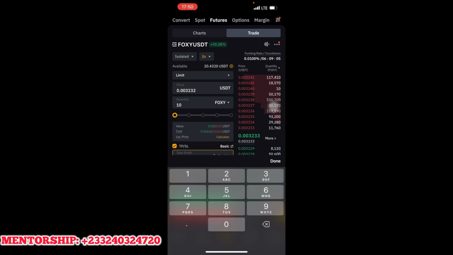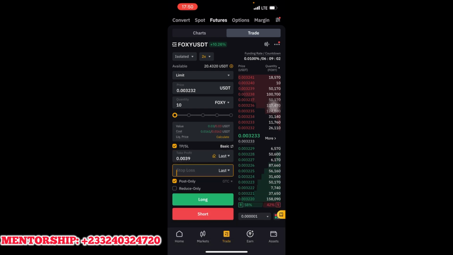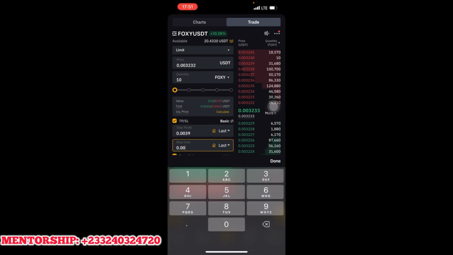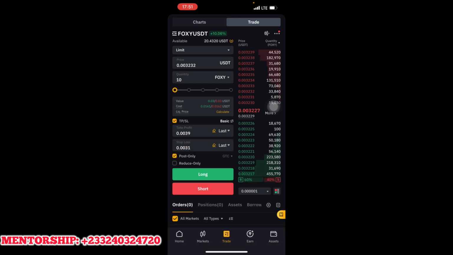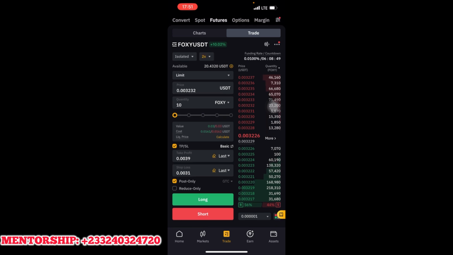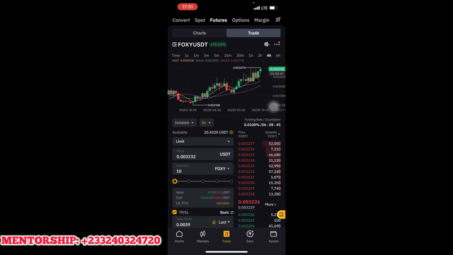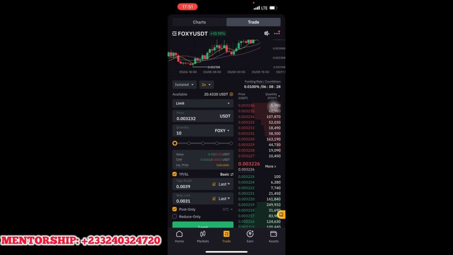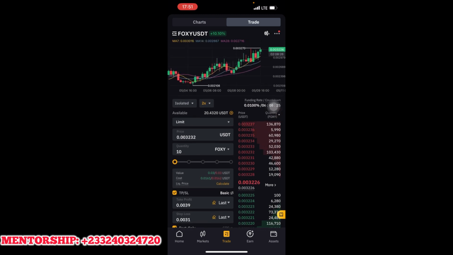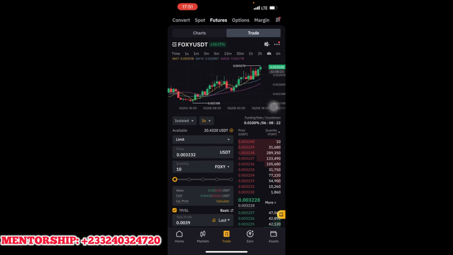So let's say 0.0039. That's my take profit, and my stop loss should be 0.0031, lesser than the entry. So this is it. Then you go long or short. Let me go to the chart and show the long. Long means that when it's going green, I'm earning money. If I go long and it goes red, I'm losing money. When I go short and it's going green, I'm losing money, but when I go short and it's coming red, I'm earning money.